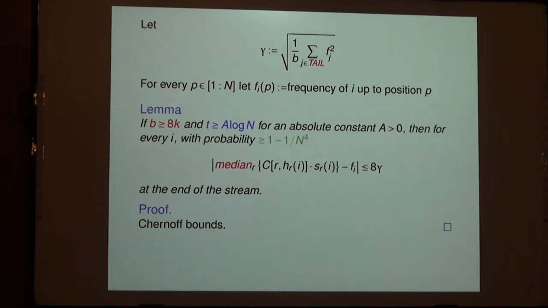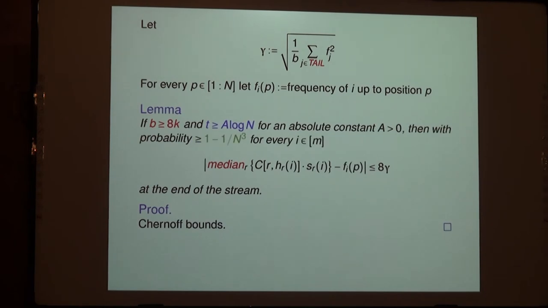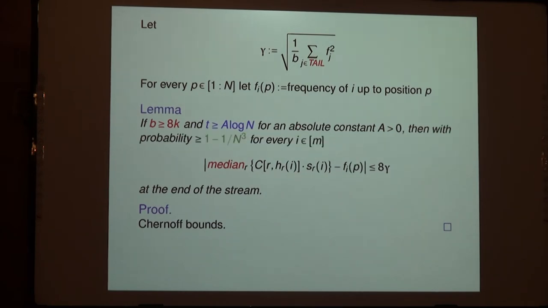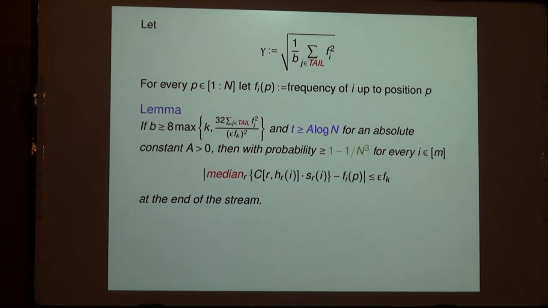There are some details. For example, for our application, we need these guarantees to hold at every point in the stream. Remember, we're using approximate point query not at the end of the stream, but whenever an item arrives, so we need it to be correct upon every arrival. Some small details are needed in setting the failure probabilities, but let me not spend time on this.